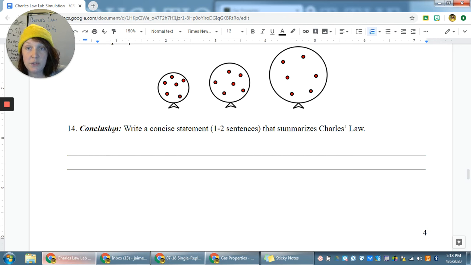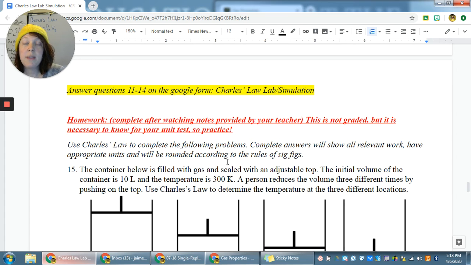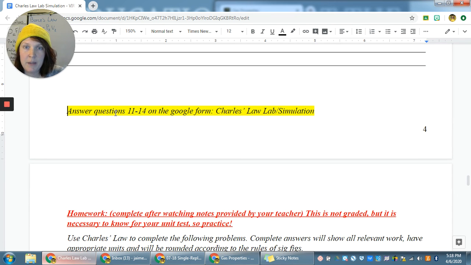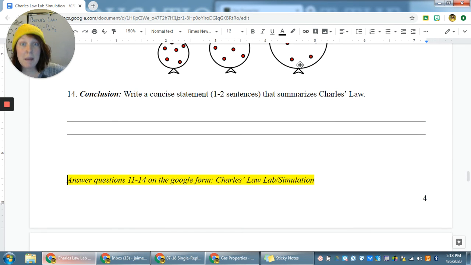Number 14, conclusion. Write a concise statement, 1 to 2 sentences, that summarizes Charles's law. Okay, so on the last page, page 5, we have, oops, that's formatted wrong. There we go. So then you would fill out that information on your Google form, because remember, even though you filled out everything on this document, we aren't grading the document, we are grading the Google form.